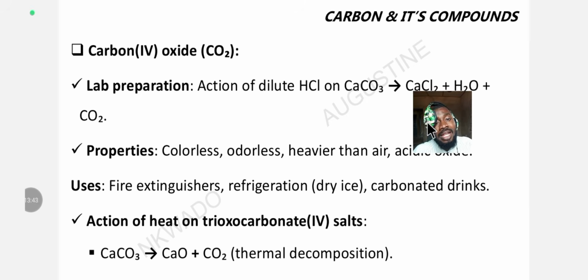All right. So let's look at the action of heat on trioxocarbonate 4 salts. When a trioxocarbonate 4 salt, which is this calcium trioxocarbonate 4, is heated, what is formed? It dissociates to form calcium oxide and carbon 4 oxide.